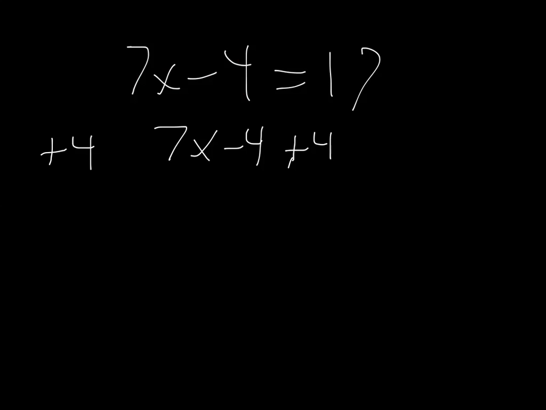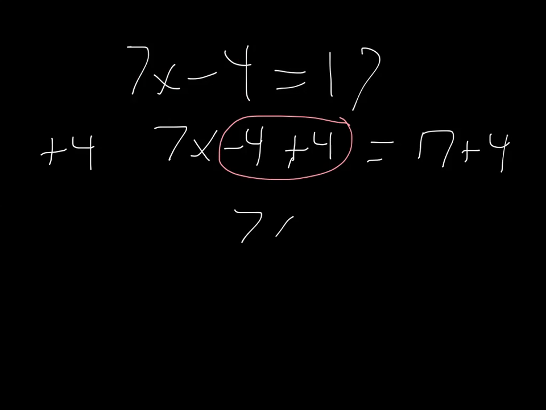And again, you don't need this step. If you can keep track of it all in your head, that's totally fine. I already know that these are going to get rid of each other. That was the point of adding those. So now I'm left with 7x on this side, equals 17 plus 4 is 21. So now 7 times something is worth 21.